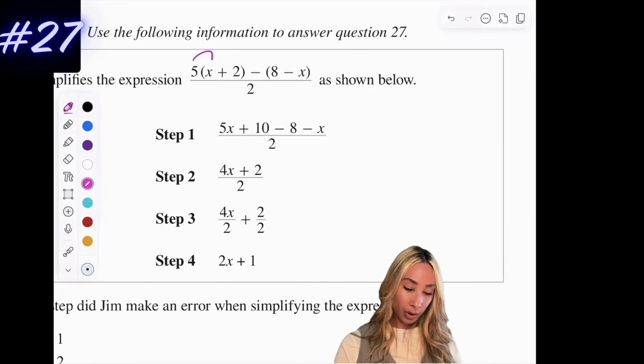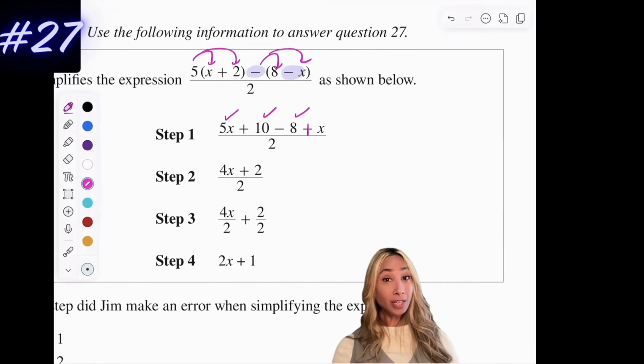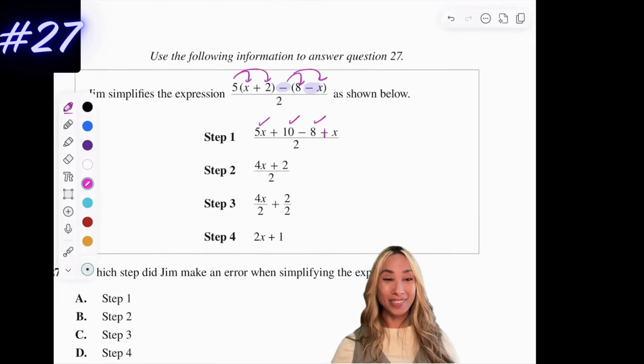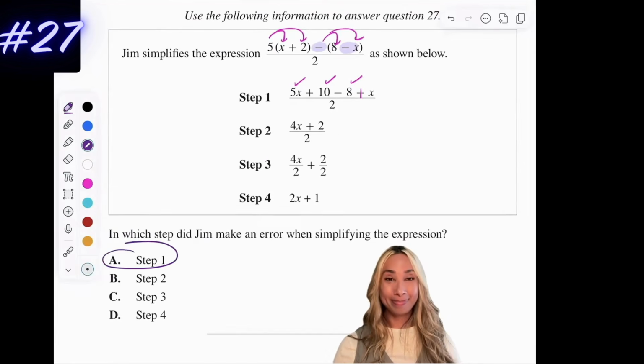So the first thing I know I have to do is rainbow this in. And I am going to rainbow in the negative just to get rid of that. So that would give me 5x plus 10 minus 8. Oh, there it is. Negative times negative should make a positive. So that actually was pretty good. I didn't expect to find the mistake in step 1. So the answer for this one is step 1.